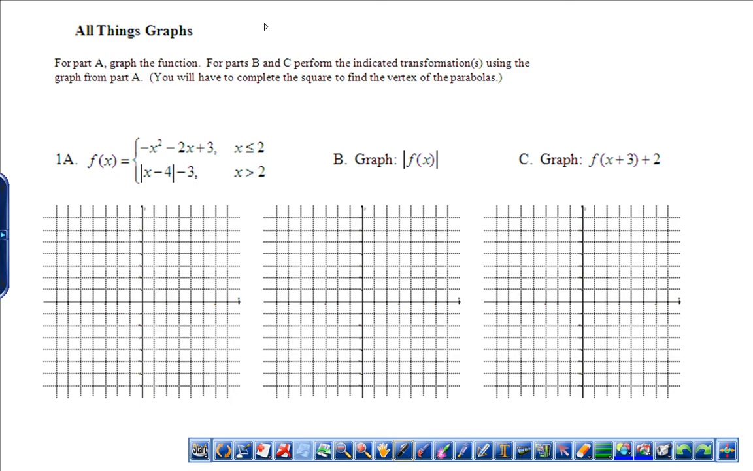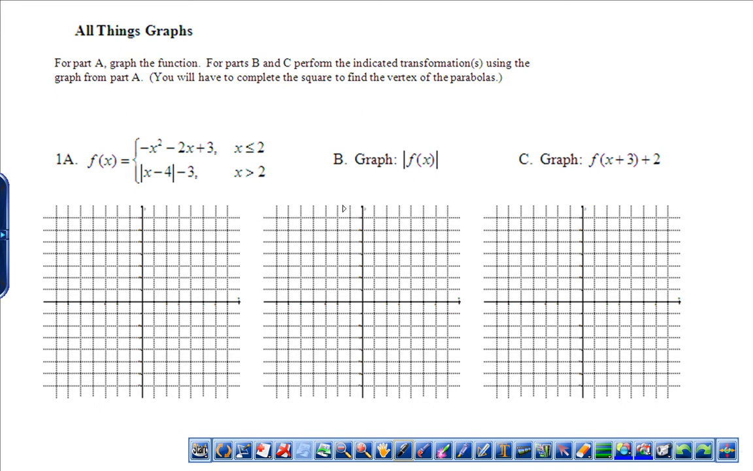This is all things graphed. This is going to be your notes and your homework. So after we go over this first problem, make sure you keep this for your homework the next day. Okay, so the first thing you need to notice is that you're going to have a function in number 1. You're going to do a transformation for B, and then you're going to do a transformation for C.